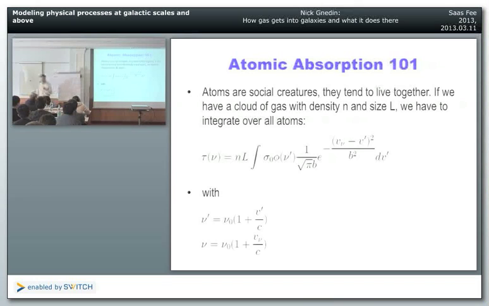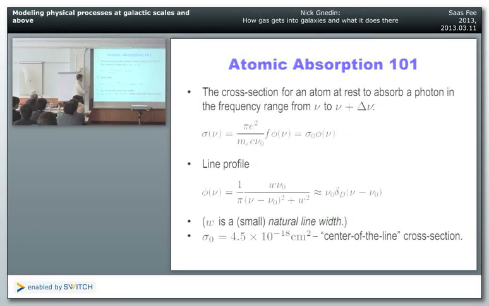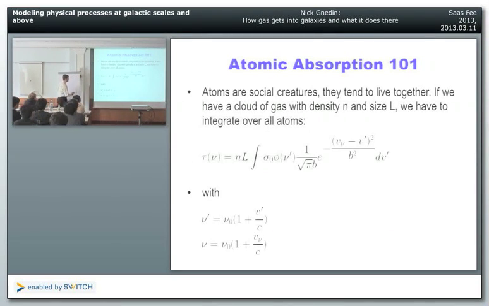Of course, we never observe a single atom. Atoms live in large numbers together. So let's say you have a cloud of gas with density n and size L. Then we have to integrate this previous expression. This is for a single atom, so we have to integrate over all atoms. They're all the same, with the same number density, so it's n times L. It's just the path length.